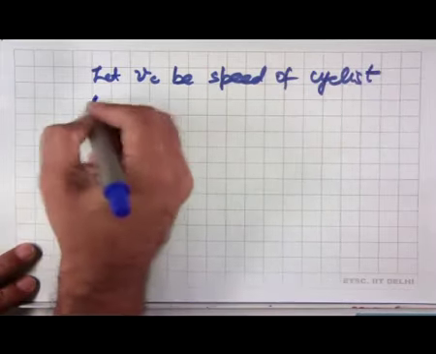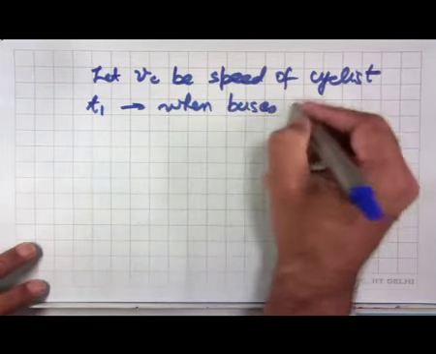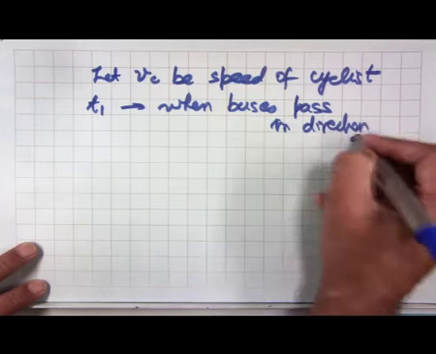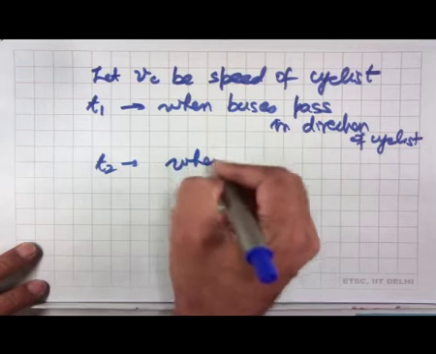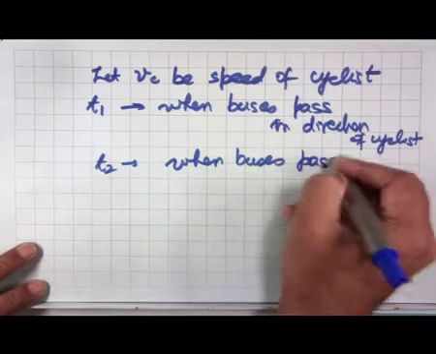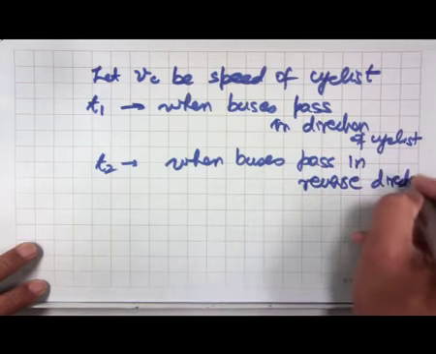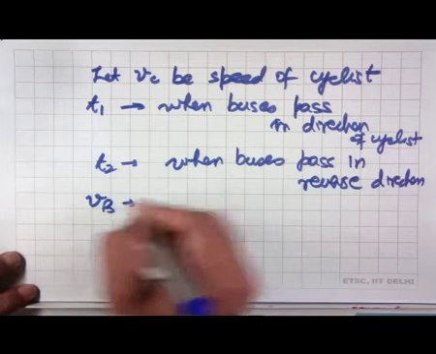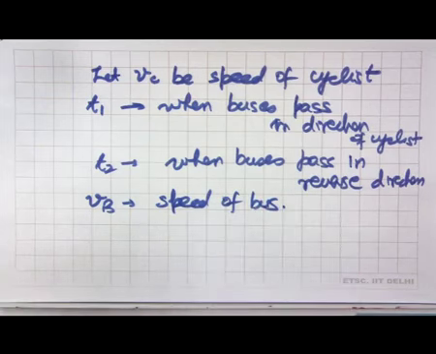We also know the time T1 after which buses pass in the direction of the cyclist, and time T2, the time when buses pass the cyclist in the reverse direction. So, T1 and T2 are the times between the passing of successive buses. And let Vb be the speed of the bus. So, let us solve this problem.